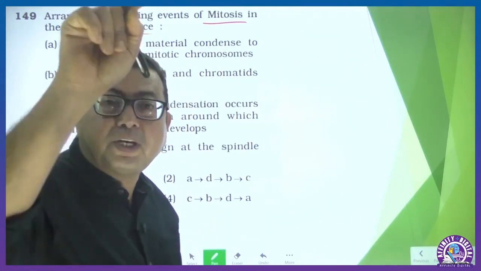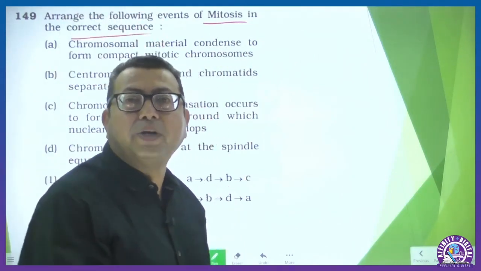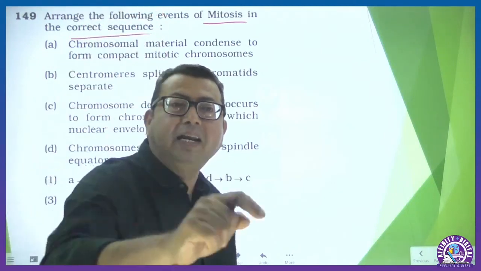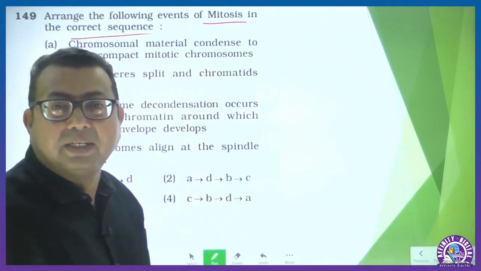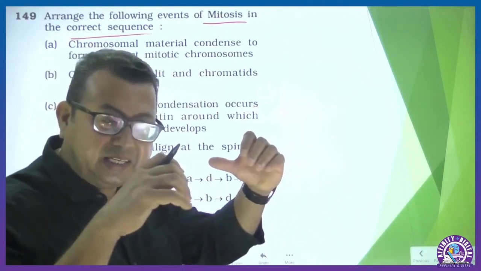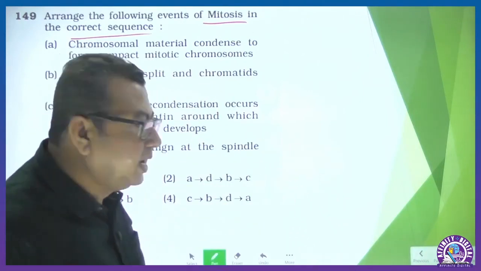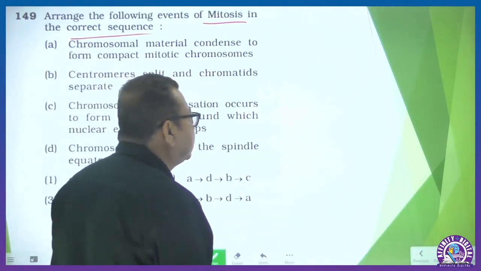And chromosomes are first seen at late prophase. Chromosomes are clearly visible at metaphase. Chromosomes are shorter, thicker, and most condensed at metaphase.